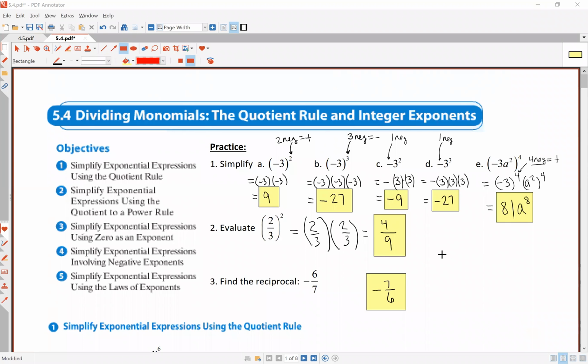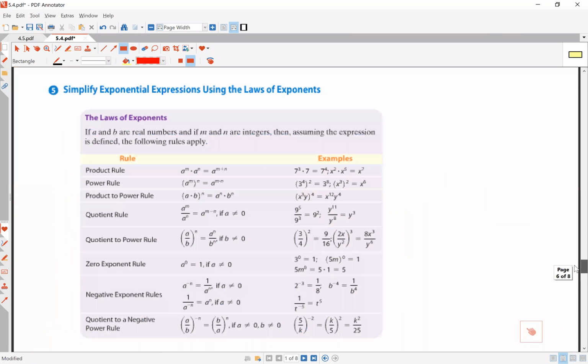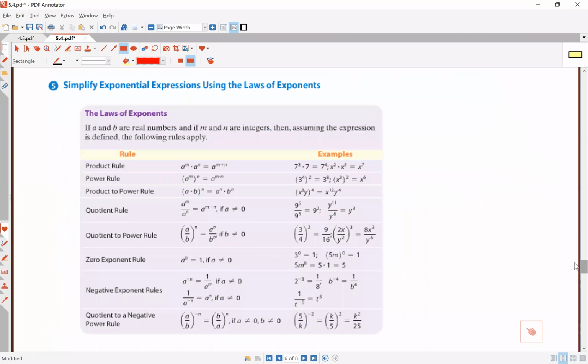This video covers section 5.4, dividing monomials, the quotient rule, and integer exponents. Objective 5, simplify exponential expressions using the laws of exponents. We have acquired a big long list of exponent properties, the laws of exponents, as we call them.